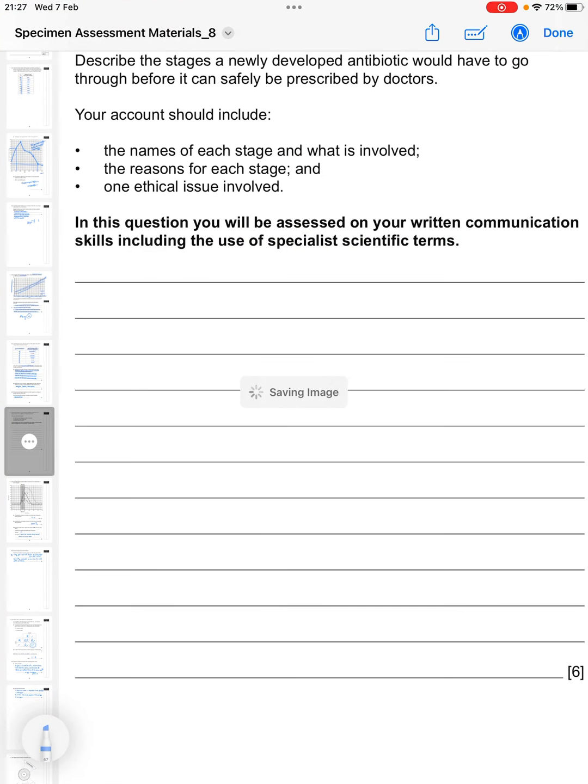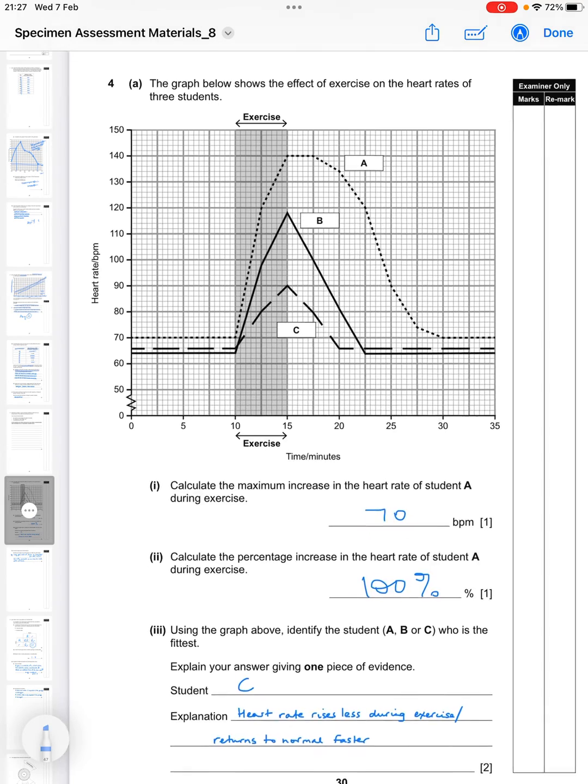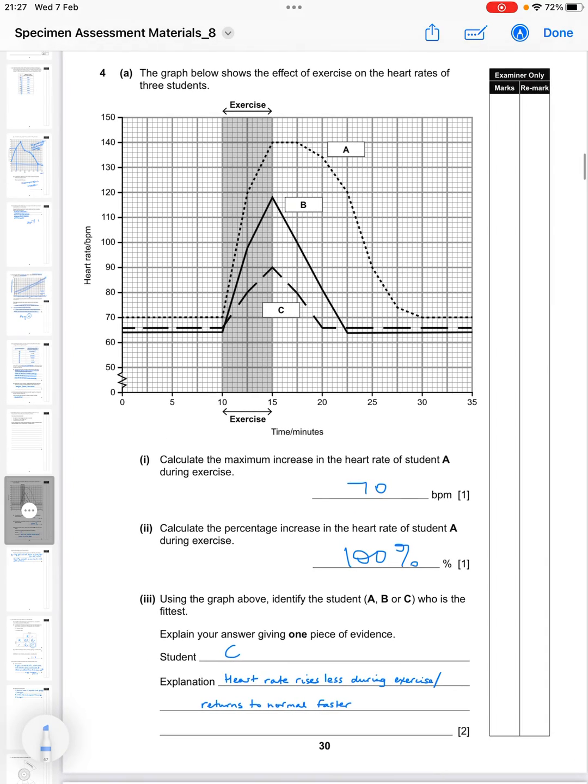So back here and go to the next page. So the graph shows the effect of exercise on heart rates of 3 students. We have student A, B and C, and you can see here what happens to the graph. So A goes up quite high and takes a while to come down. B spikes up and goes down, and then C has a lower rise and comes back much more quickly.